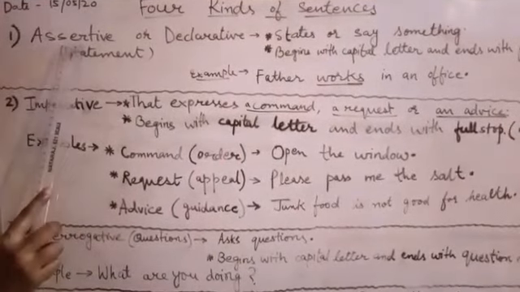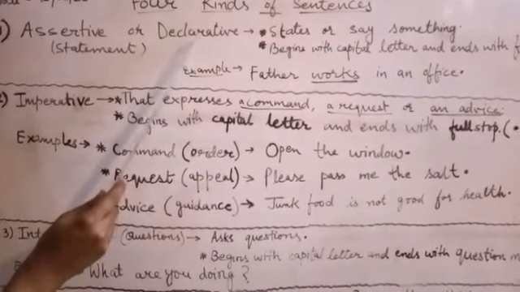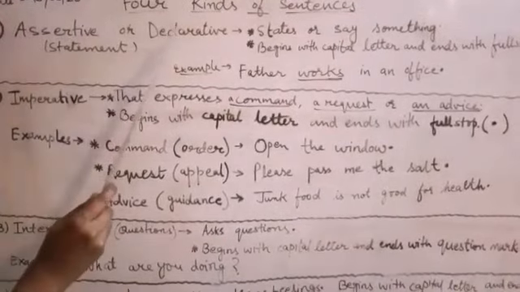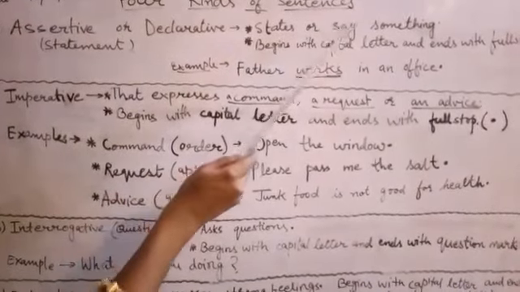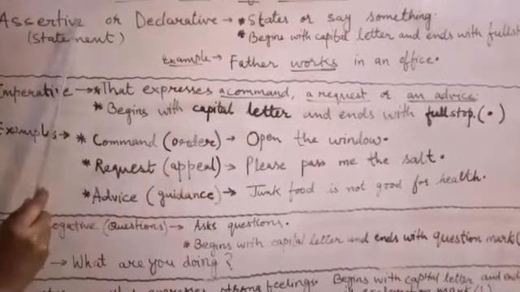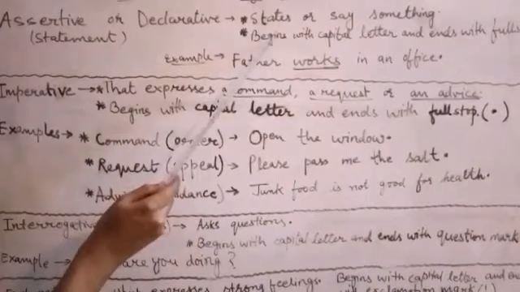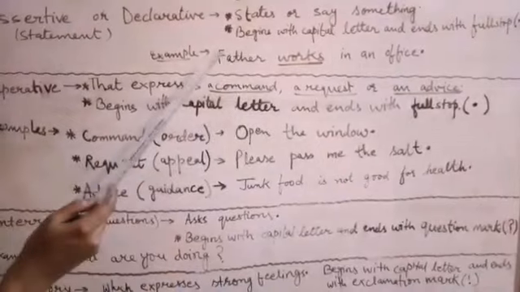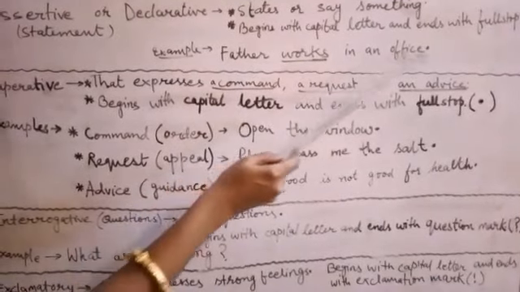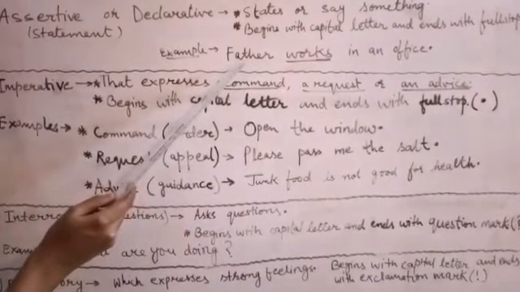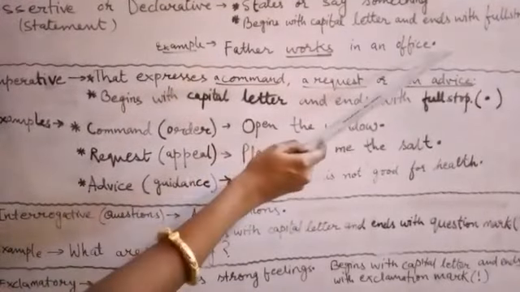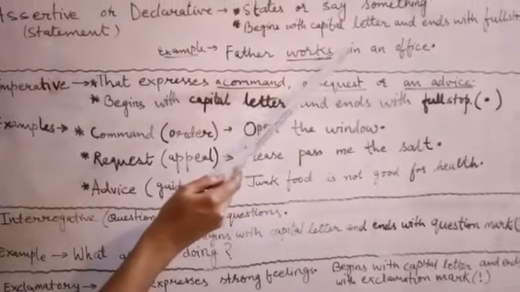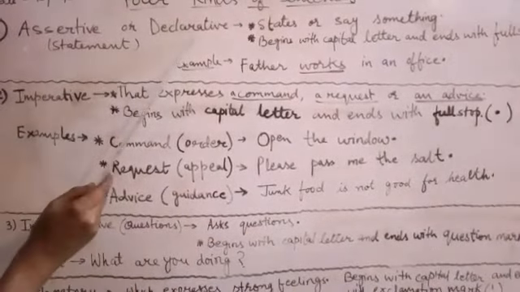Number 1, assertive or declarative. Another word for this is statement. A sentence that states or says something is called an assertive sentence. It begins with a capital letter and ends with a full stop. Example, father works in an office. Students, first letter capital and ends with a full stop. And this is the verb. This is a simple statement. So it is called assertive or declarative.